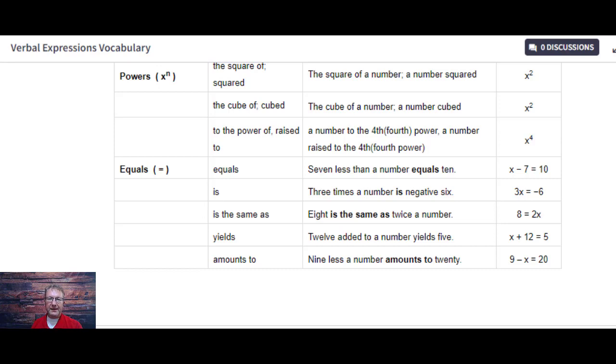Keep in mind, if there's not an equal sign, it's just an algebraic expression, and you can't solve expressions. You can simplify them, combine like terms and that sort of thing, but you can only solve an equation.